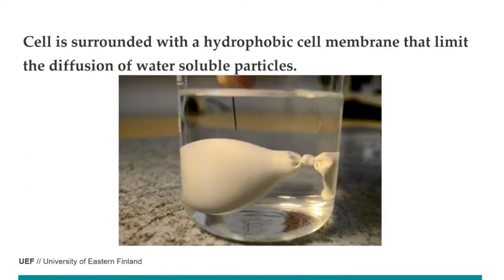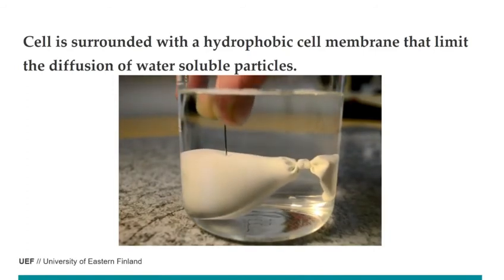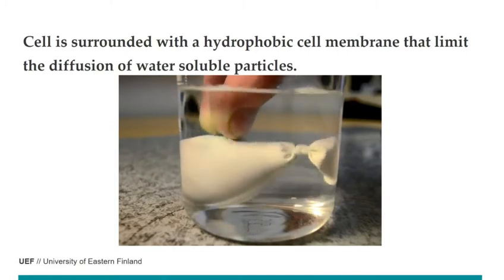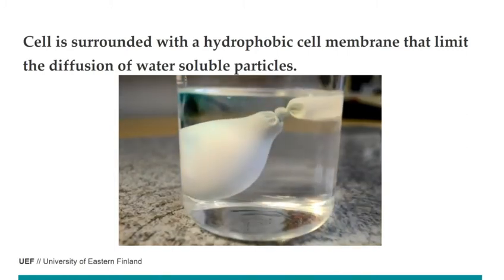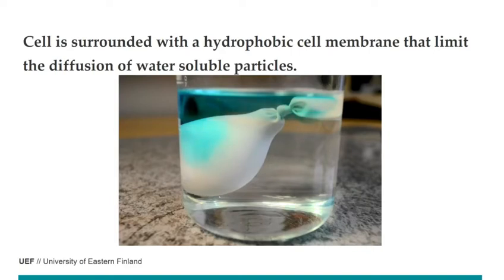Okay, if we have a cell, it's surrounded by a hydrophobic cell membrane, like in this balloon. And this hydrophobic cell membrane is limiting the diffusion of water-soluble particles, like in this balloon there was a water-soluble blue color substance. And when we have a hole in the membrane, the diffusion of this blue stuff through the membrane is increased. And that means that if we have uncontrolled holes in our cell membrane, our cells are dead.